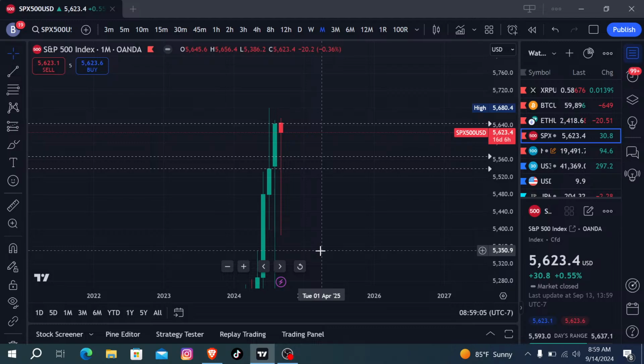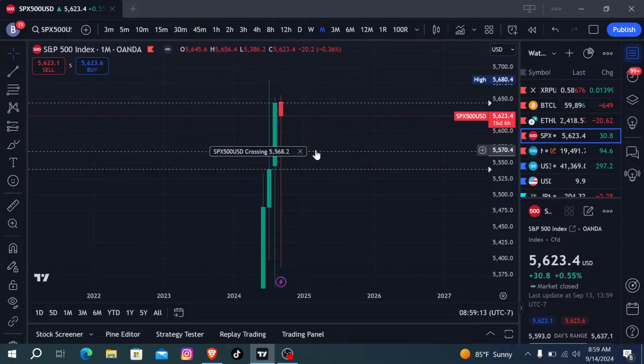So, in this video I'm going to try to explain how I mark up my graph. These lines that you see right here are alarms on TradingView. By the way, I'm using TradingView. You can use it on your phone, but I recommend using a laptop, which is what I'm using.